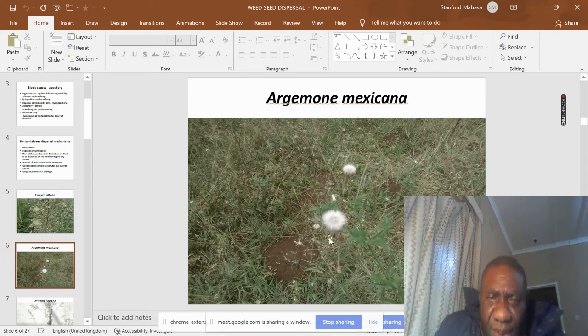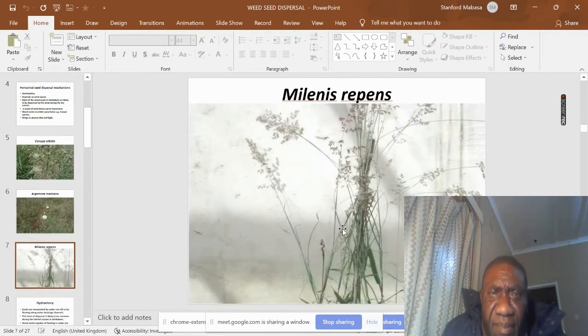Argemone mexicana also has these fluffy seed heads, which can easily be carried by the wind. Melinis repens also has seeds which can easily be carried by the wind.